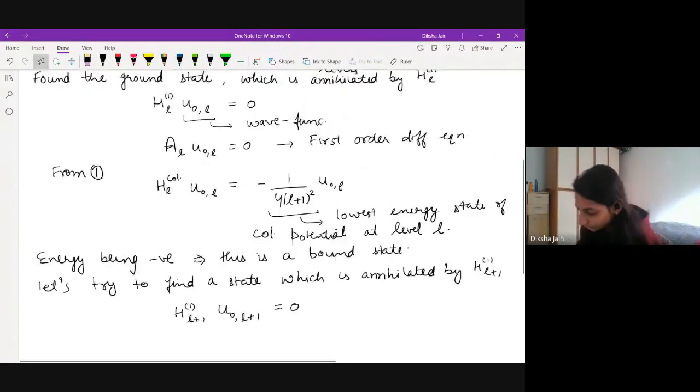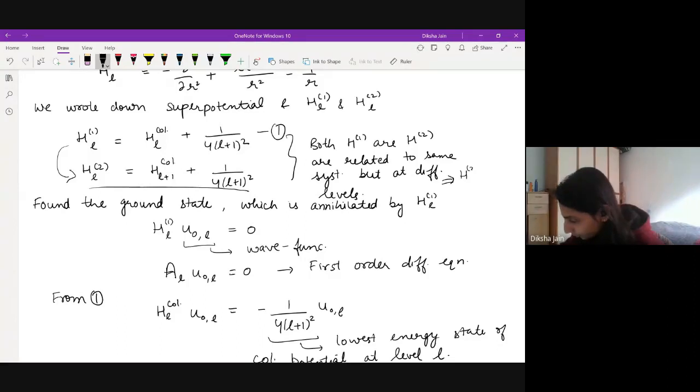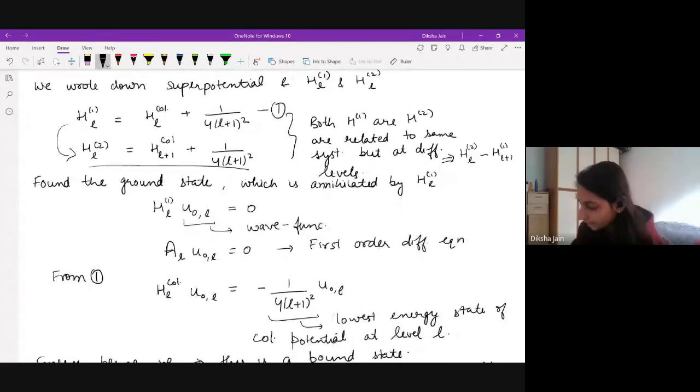Now notice that H2 is related to H Coulomb at L plus 1 from this equation. And I can substitute H Coulomb at L plus 1 from equation 1 here. So you will see that H2 is related to H1 at L plus 1. I'm not writing the equation again. I'm just saying that H2 of L can be expressed in terms of H1 of L plus 1, just by noticing these two equations. Because if you change L to L plus 1 here, this will be H1 of L plus 1, and then you substitute it here. So H1 of L plus 1 I can write in terms of H2 of L.